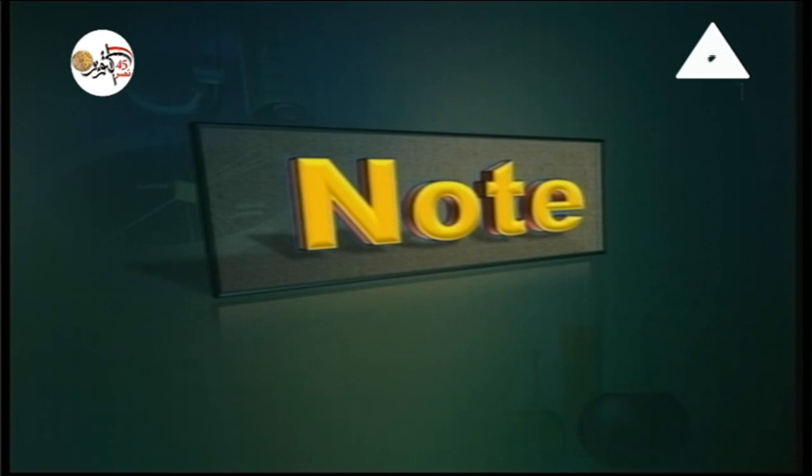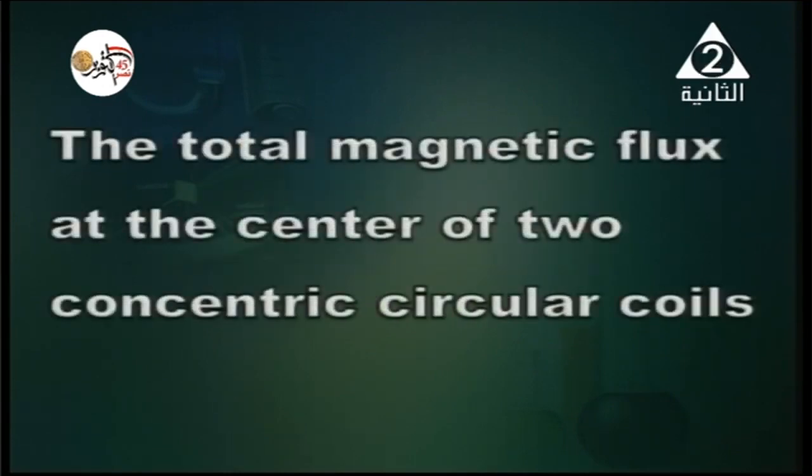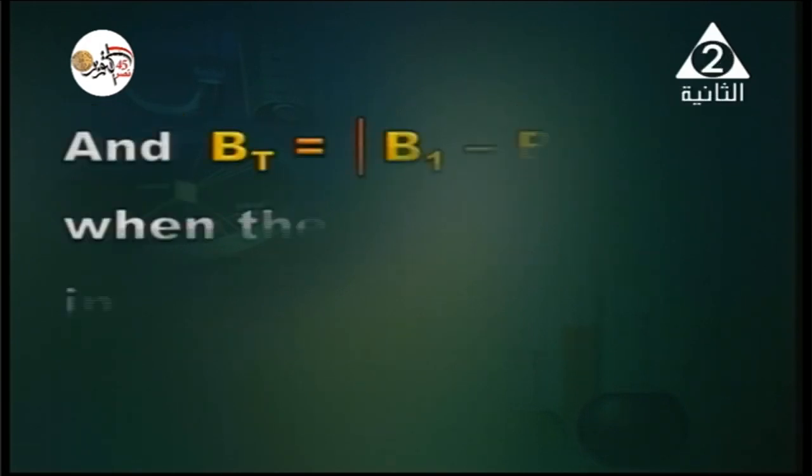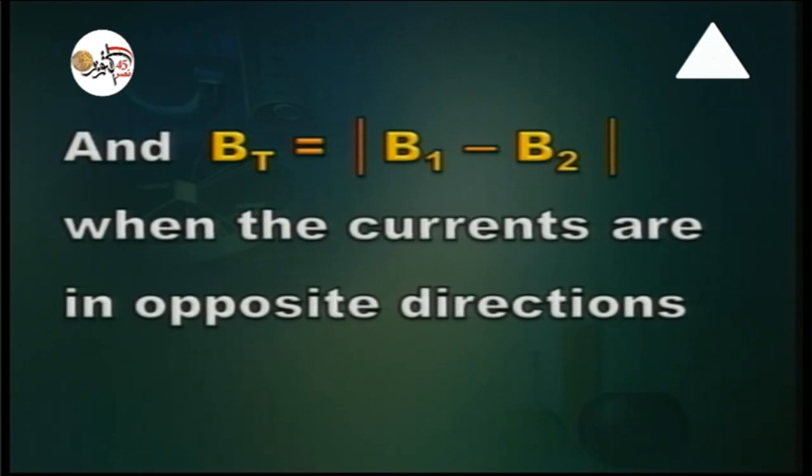Your attention, please. Total magnetic flux at the center of two concentric circular coils. If we have two concentric circular coils that have the same plane, and we want to calculate the total magnetic flux, it will be B1 plus B2 when the currents through the two coils are in the same direction. And the difference between the two fields when the currents are in opposite directions.